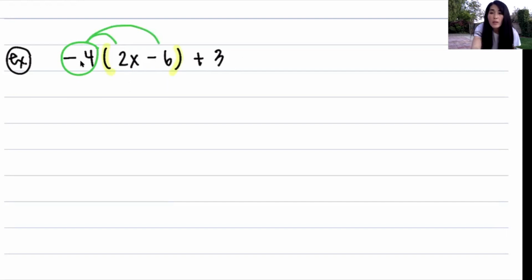This would become negative 4 times 2, which is going to be negative 8. Don't forget your sign. This is going to be negative 4 times, and again, watch here. Take the sign, negative 4 times negative 6.